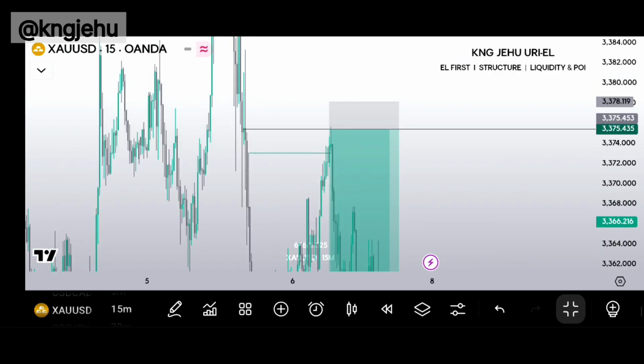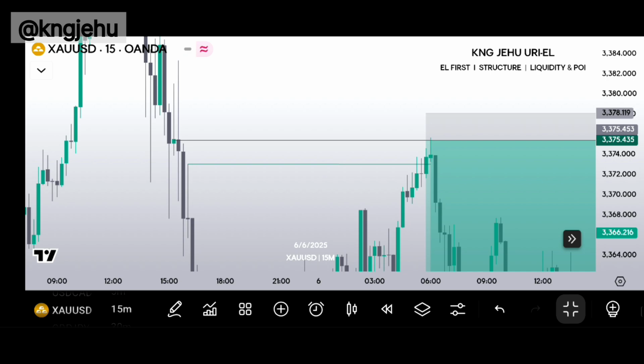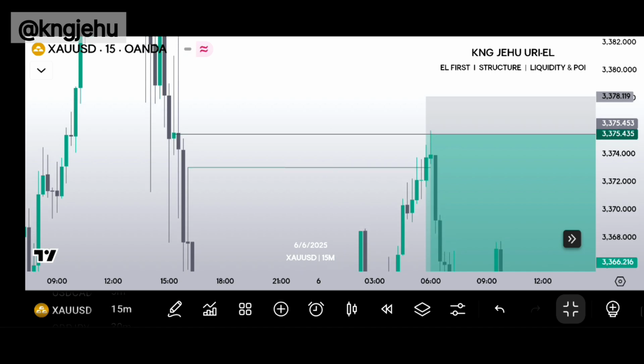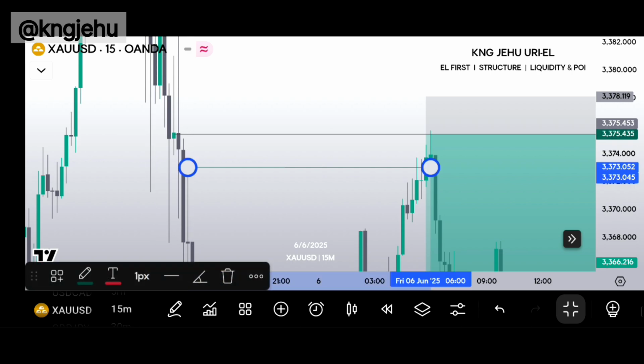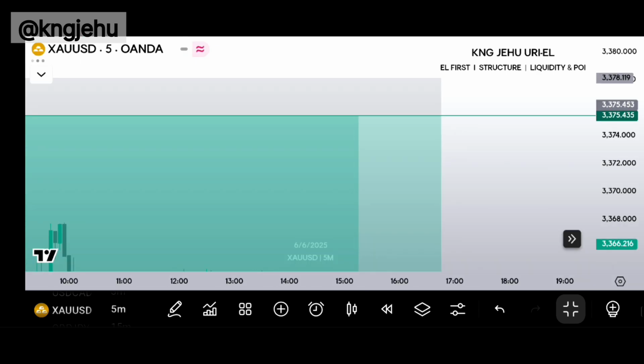Now this is a simple technique I use to catch the sell. First of all, if you look here, you can see that we have another block, this green candle on this side. Now this pullback here is my liquidity. It's not clear on this time frame, but I can go down to 5 minutes and show you guys.